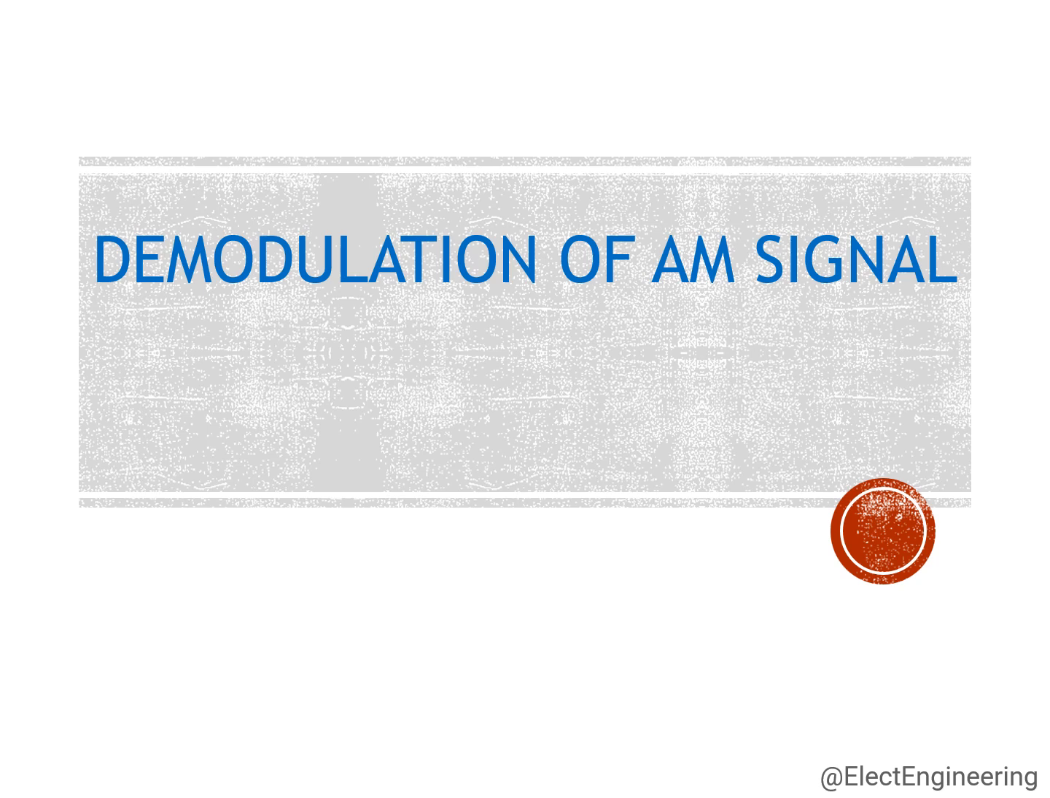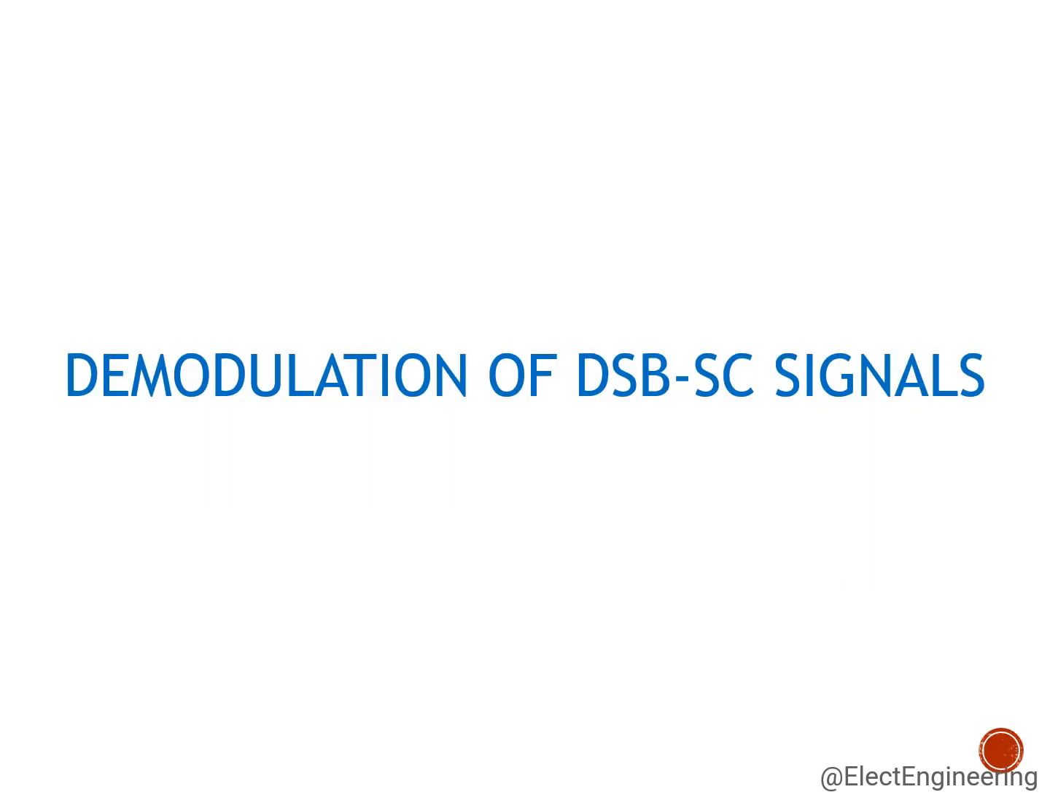In this video, we will discuss how to demodulate an amplitude modulated signal. How an amplitude modulated signal is generated has been discussed in another video, which you can see. So we'll see how to demodulate a double sideband suppressed carrier signal first.